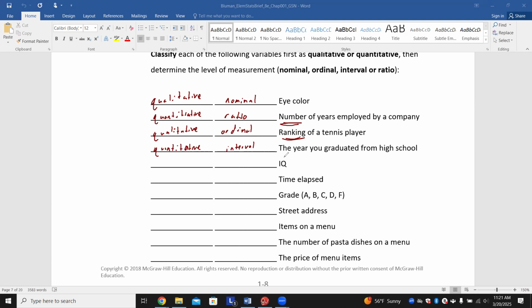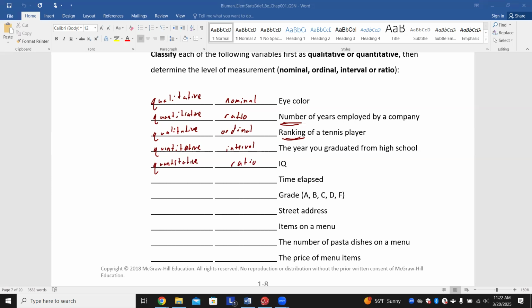All right, so IQ, that's an actual number. So that's going to be quantitative. And then IQ doesn't have, I can't have a negative IQ. I can have down to zero. I just can't, I don't even think you can actually go to zero, to be honest with you. No, I think I guess you can if you just don't take the test. So this would be a ratio. It has an absolute zero.